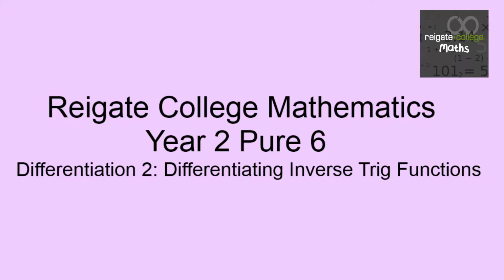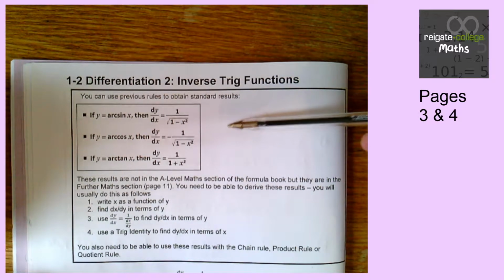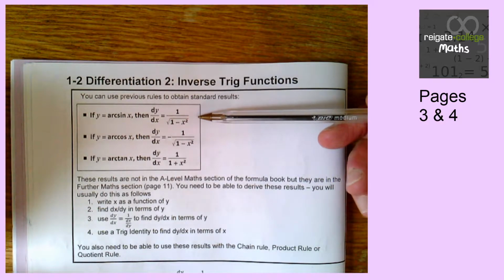This is Reigate College Maths Year 2 Pure 6, differentiating inverse trig functions. On page 3 of the course workbook, we've got 3 standard results in there. For single maths students, you don't need to use these results. They are in the formula book in the further maths section. What you do need to be able to do is prove the results.